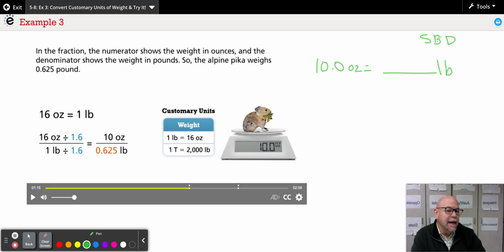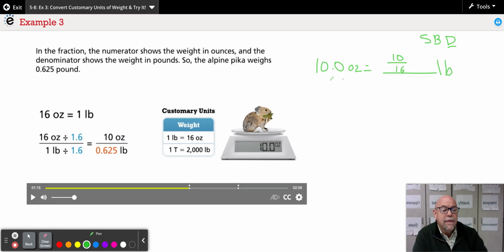SBD is a common acronym, especially with some of the seventh grade boys, that you might choose to remember to divide. So if you're going from a smaller unit to a bigger unit, remember to divide. And again, SBD may be that reminder that you needed. So I know that I'm going to divide. Well, divide by what? Divide by your conversion rate. How many ounces are in a pound? There are 16 ounces in a pound. So I'm going to do 10 divided by 16.